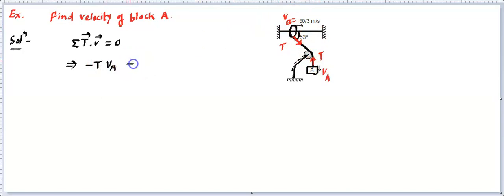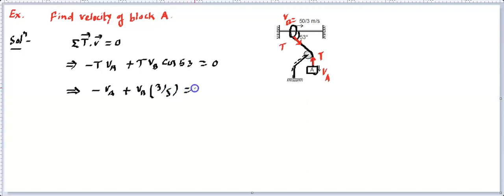Come to this, plus it's going to be T into V into the angle between them. This V is VB. And the angle they are sharing is 53. So this becomes cos 53, and this is going to be equal to 0. Now T gets cancelled out because of its non-zero characteristic. That's VA, and that's going to be VB into cos 53. Cos 53 is 3 by 5. This must be equal to 0. So we are looking for VA, so VA is going to be VB into cos 53, which is 3 by 5. How much was VB given? This was given as 50 by 3, and this came out to be 3 by 5. So that can be simplified.